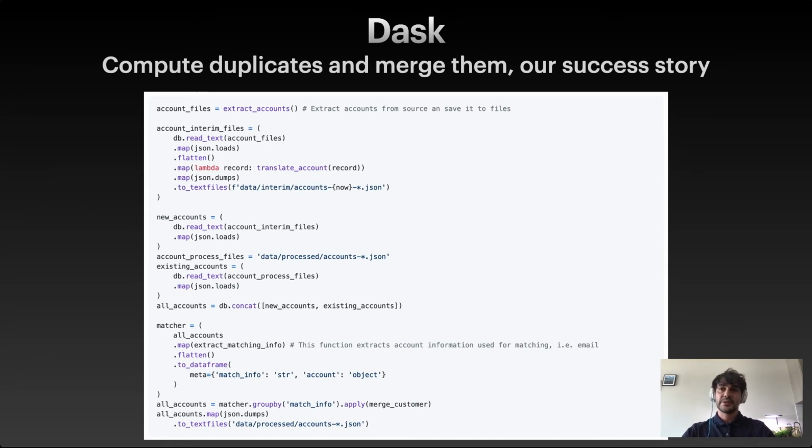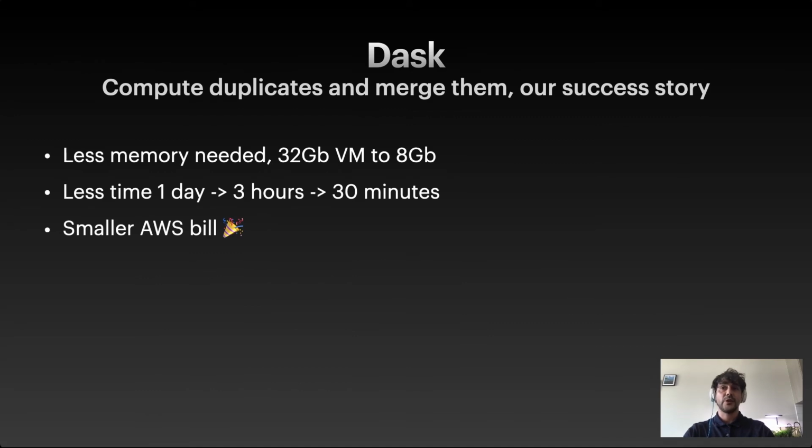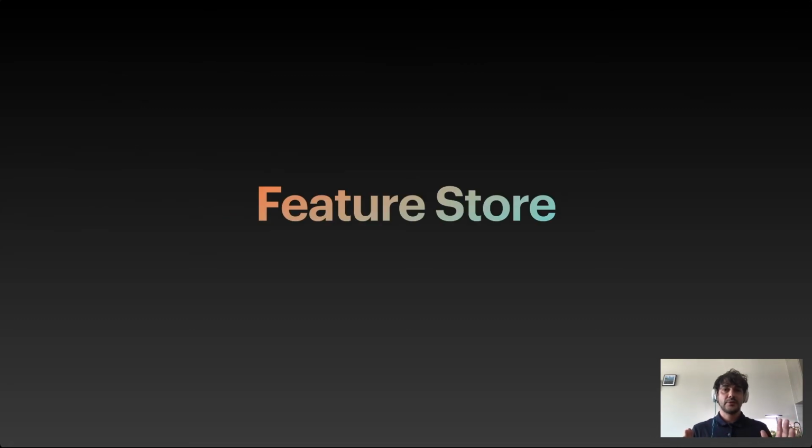So I say that this is our success story because when I started working at Fanalytical, we needed a machine that had 32 gigs of RAM to accommodate all the data pipelines. And now we are down to a machine that has 8 gigs. We went from one day for processing the income data for our largest client down to 3 hours, and now we are at 30 minutes with all the improvements that I've been sharing with you along the slides. And as I said, we love Dask, and one of the reasons is that we have a smaller AWS bill nowadays.